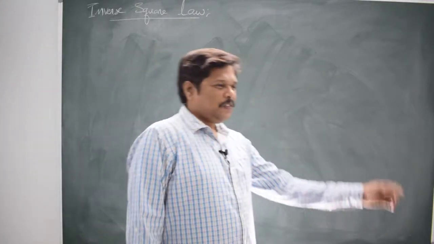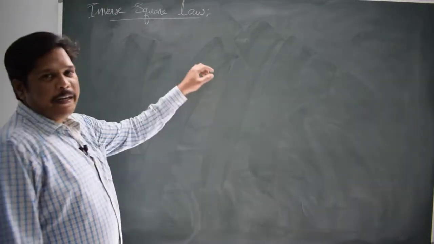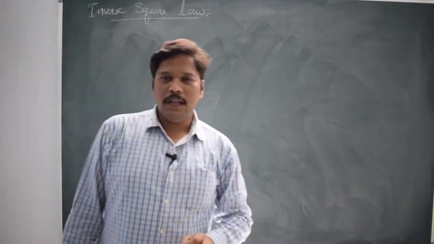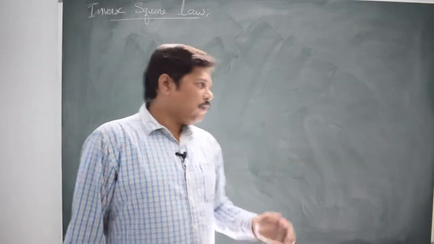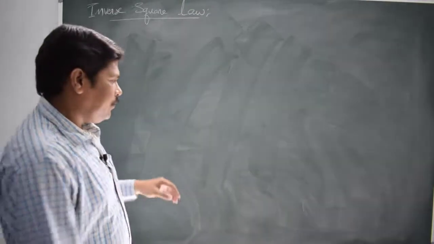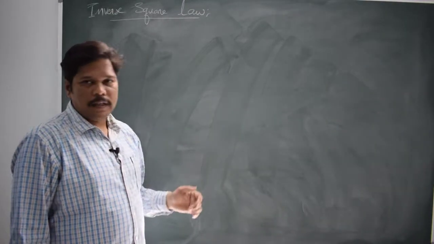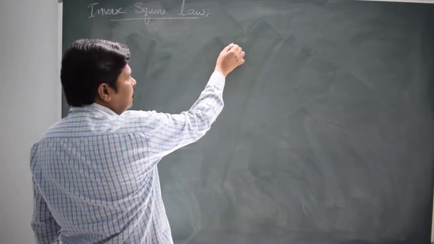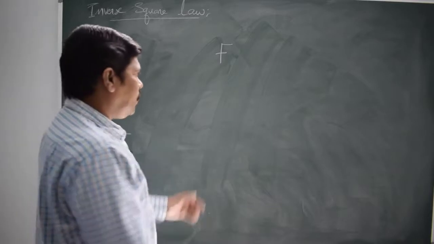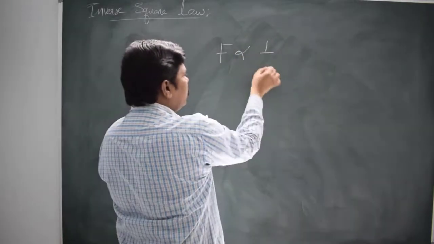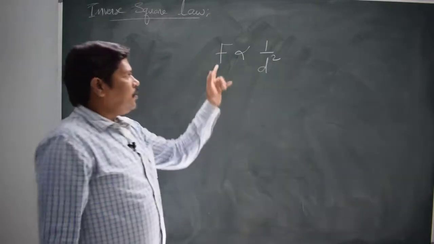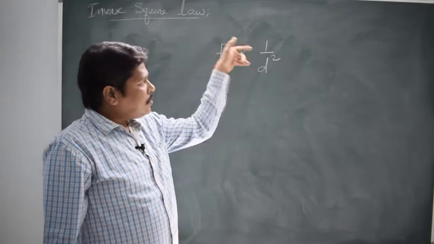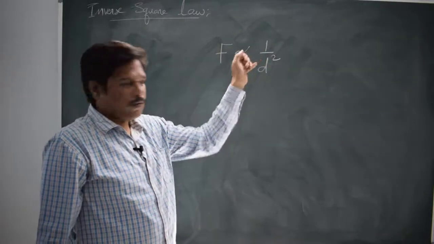I am Vinod. So we are in physics, chapter 10 gravitation. Universal law of gravitation is also known as inverse square law. So why is the name inverse square law related to the universal law of gravitation? Inverse square law means that in the universal law of gravitation, force is inversely proportional to the square of the distance. Since force and distance are related, the distance square is inversely related to the force.